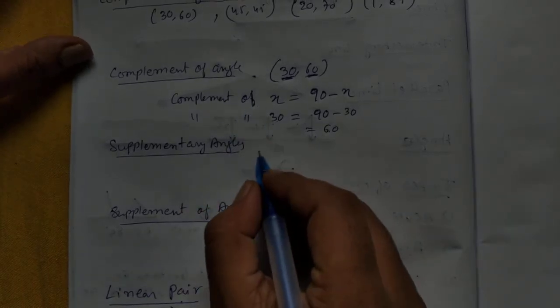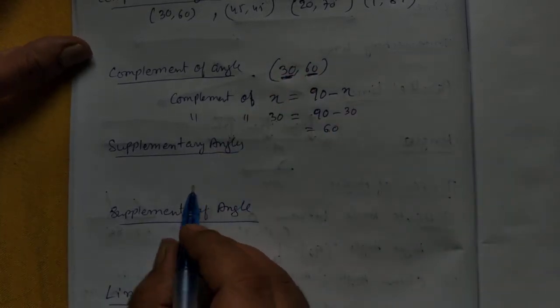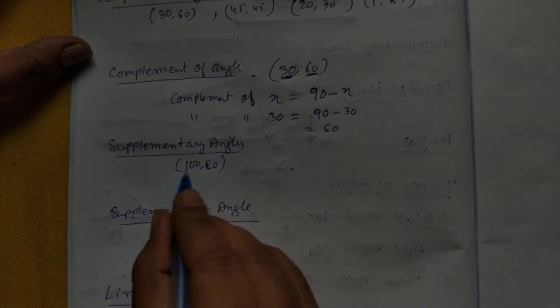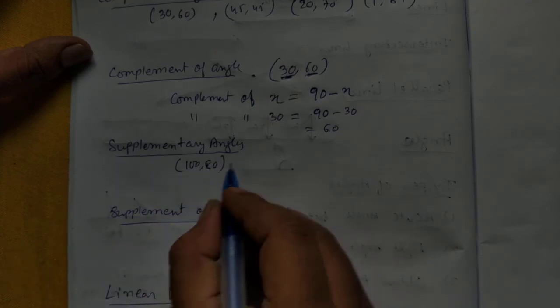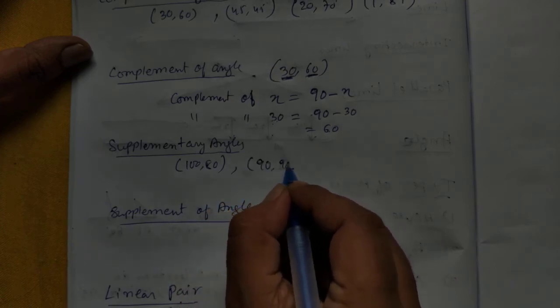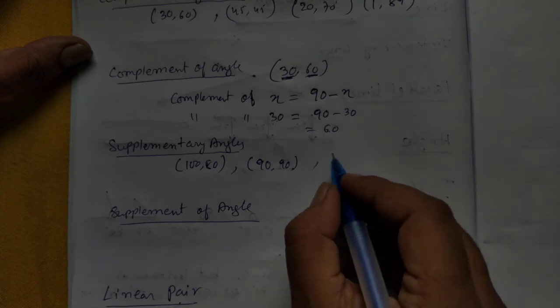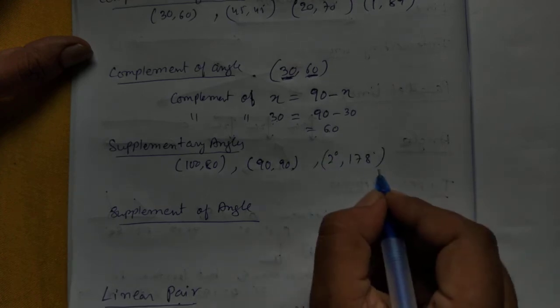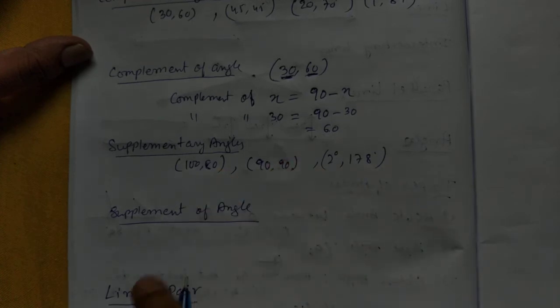Next comes supplementary angle. Supplementary angle, if pair of angles sum up to 180 degree. For example, 100 degree and 80 degree. Total is 180. So pair of supplementary angle. It can be 90 degree, 90 degree. Total is 180. It can be 2 degree, 178 degree. Total is 180. So these are all supplementary angle.